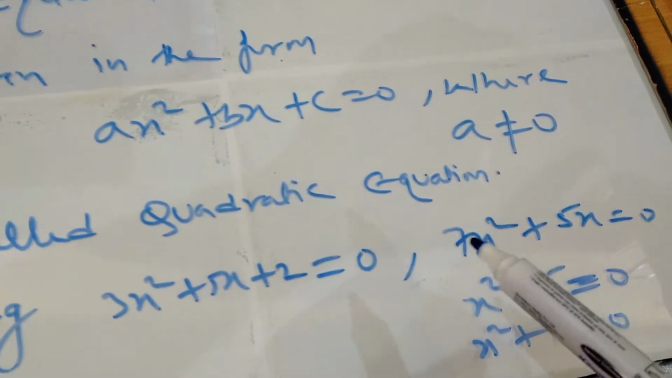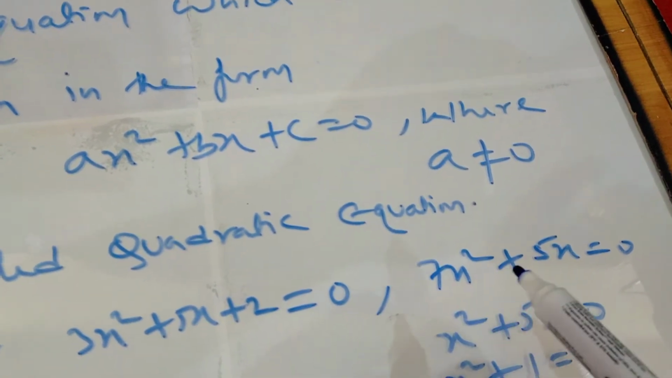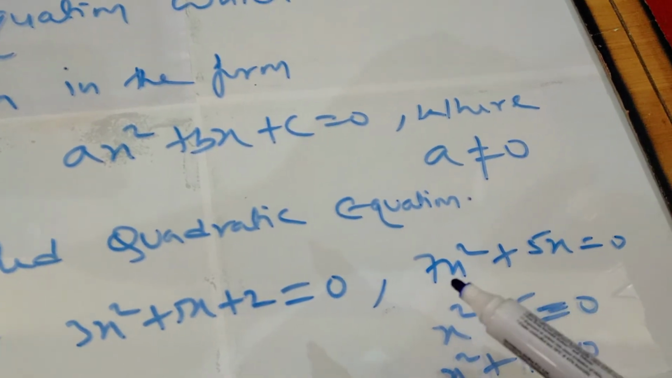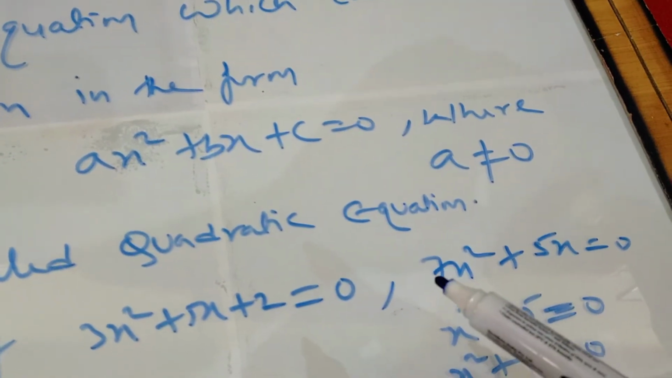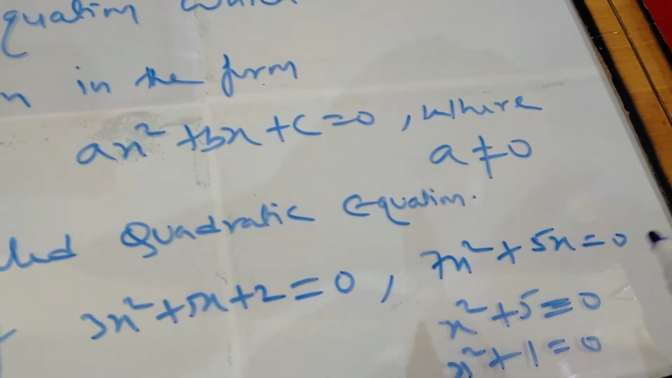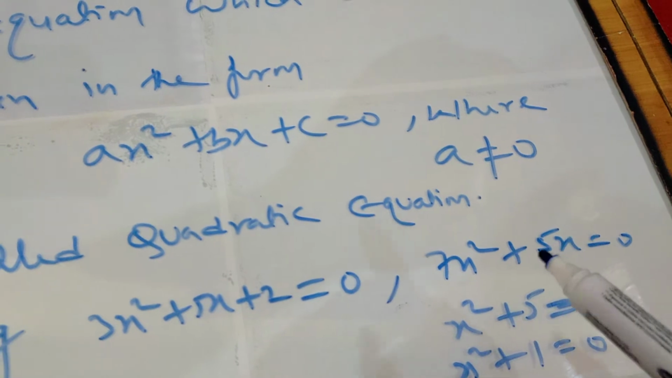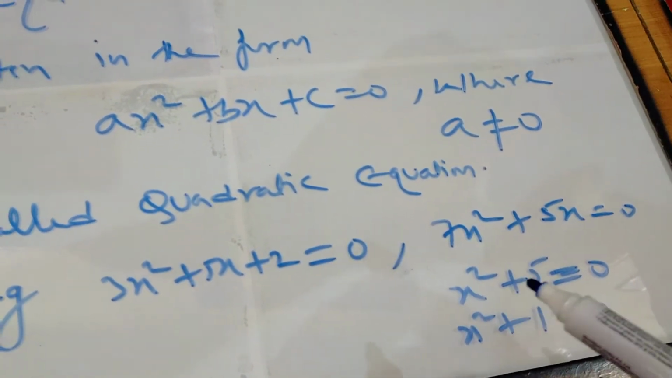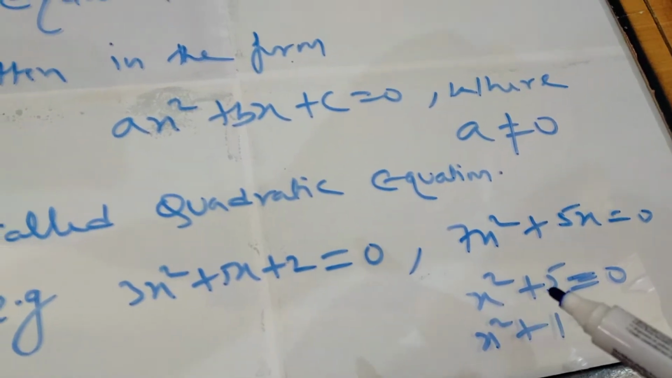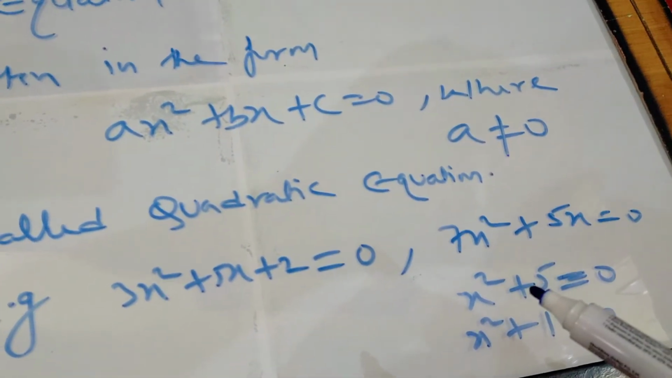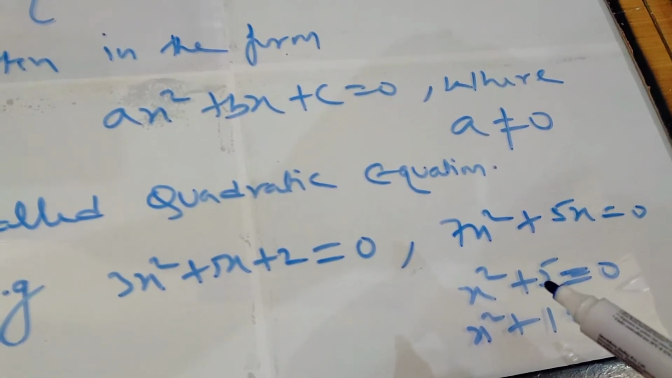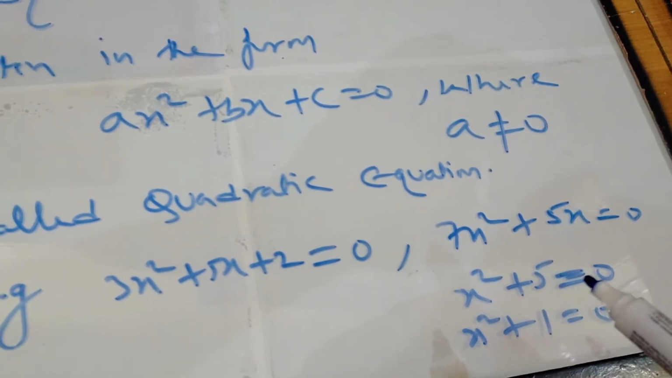Now see the next. Here 7x square plus 5x, even though the constant portion is missing over here, a is not equal to 0. So in this case we can say a is 7, b is 5 and the constant c is 0. So this equation is also a quadratic equation. Look at the next example. In this example, the x square coefficient is 1, which is not equal to 0. The coefficient of x is missing because the x portion is not here. The constant term is surely available here. So this is also a quadratic equation.